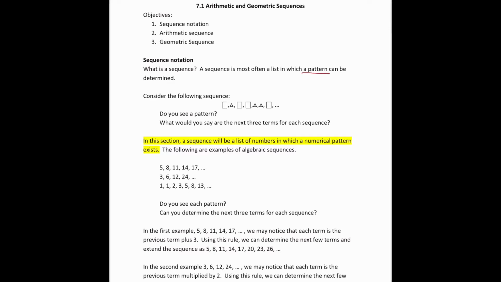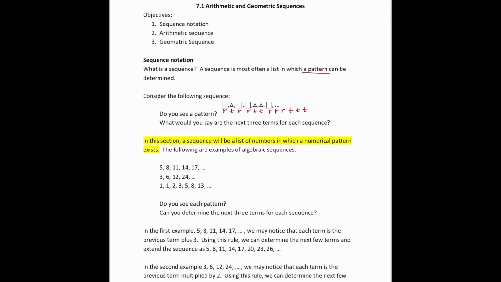I have a rectangle, triangle, rectangle, rectangle, triangle, triangle. So what are you expecting after? I want to say there might be 3 rectangles and 3 triangles, and then 4 rectangles and 4 triangles, and then keep adding one more rectangle and triangle to continue that pattern. So we just said the next 3 terms of the sequence, okay?